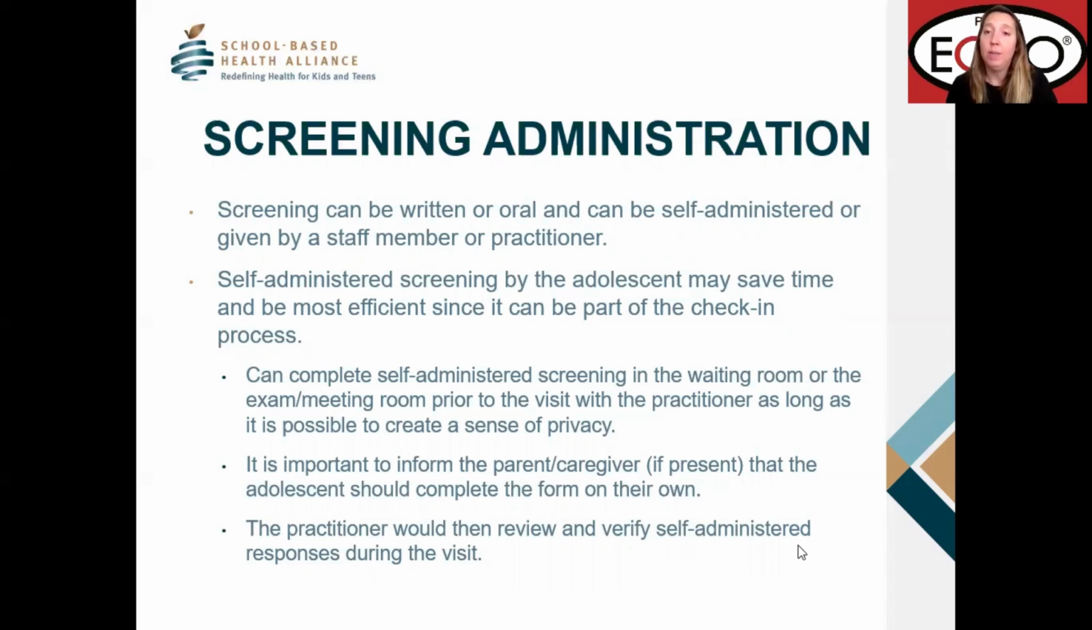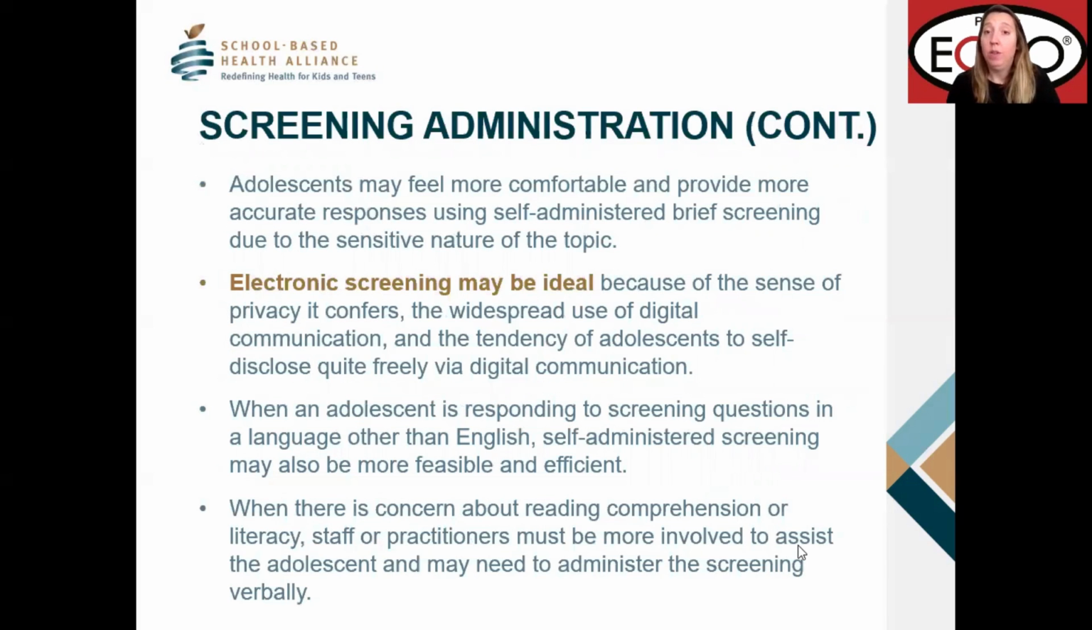The literature also suggests that self-administered computer screening is valid and time efficient for adolescents, and that some adolescents may actually prefer this method. Adolescents may also feel more comfortable and provide more accurate responses using self-administered brief screening due to the sensitive nature of the topic. Electronic screening may be especially ideal because of the sense of privacy it confers, the widespread use of digital communication, and the tendency of adolescents to self-disclose quite freely via digital communications. When an adolescent is responding to screening questions in a language other than English, self-administered screenings may also be more feasible and efficient.